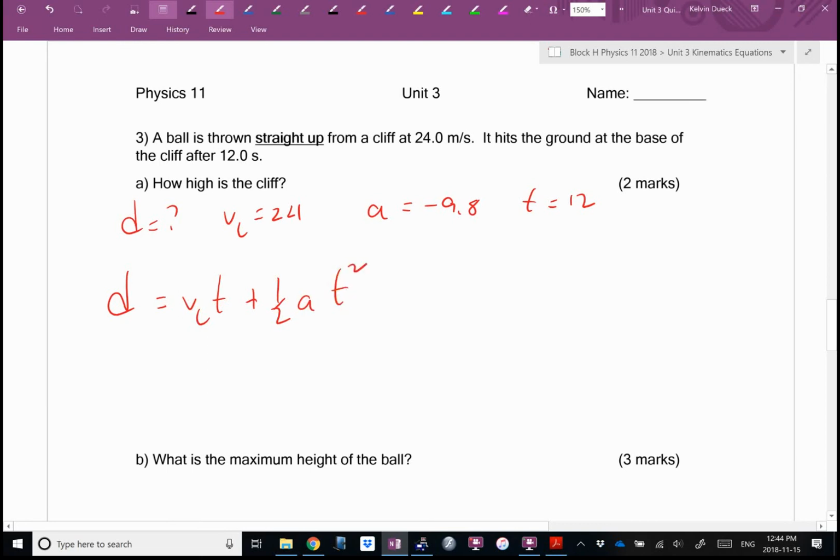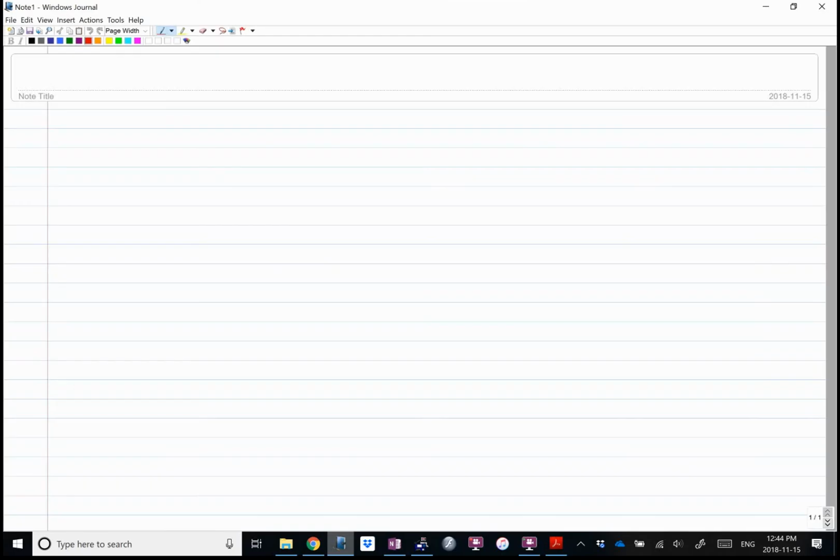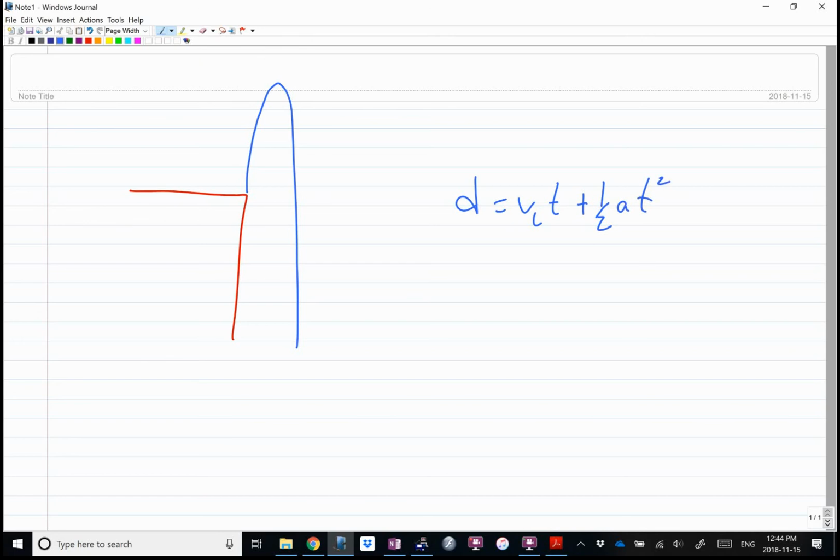And this bothered some kids. I've had several students come to me and they said, hey, Mr. Dueck, look, here's the cliff, here's the baseball or whatever it is, it's doing that. How the heck can this give me that distance? I'll tell you.